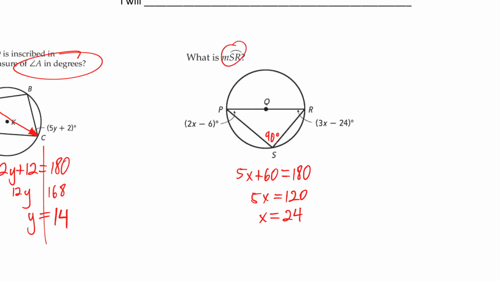Now I'm looking for arc SR. To find SR, I've got to know how big angle P is. If I take that 24 and plug it in right here, what's 2 times 24, and 48 minus 6? That's 42. So this angle right here is 42 degrees. So how many degrees is this arc going to be? Good, what we talked about yesterday. Remember, the inscribed angle is always half of the arc. So that angle 42 is half of this arc, which means the arc is 84 degrees.